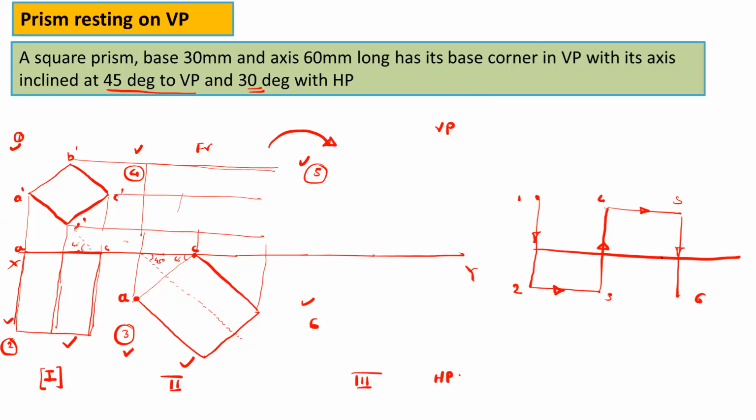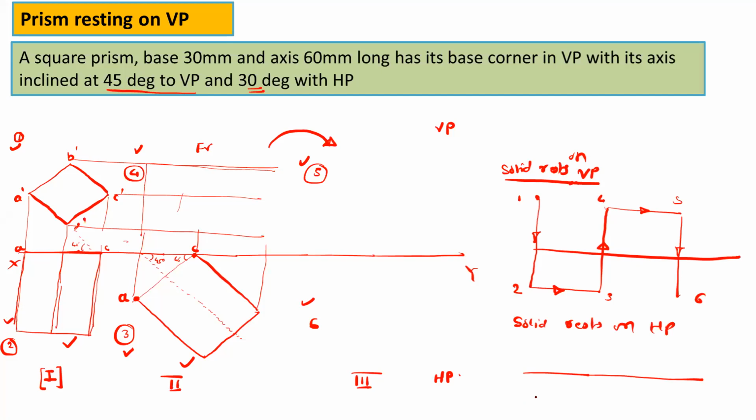So you should remember this sequence when the solid is resting on the vertical plane. Okay. So this is for the vertical plane. That means the solid rests on the VP. And if the solid rests on the HP, then this is the sequence for the drawing.